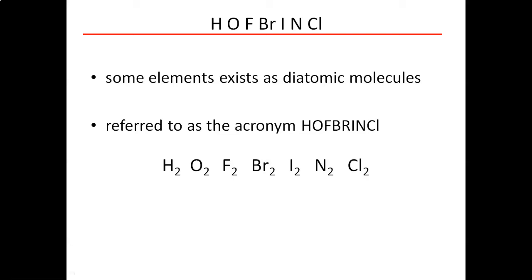Now, while we're looking at this, one of the things to keep in mind, and this is just as a brief aside, there are a group of elements that exist as diatomic molecules. I'll never find a single hydrogen atom in nature. I'll find hydrogen as part of compounds, or I'll find 2 hydrogen atoms bonded together. And so we have a series of elements that are like this, and we call them by our Hofbrinkel acronym.